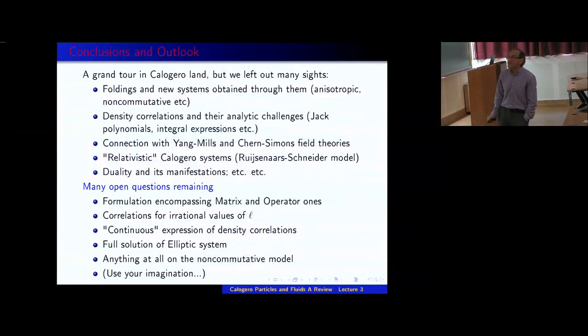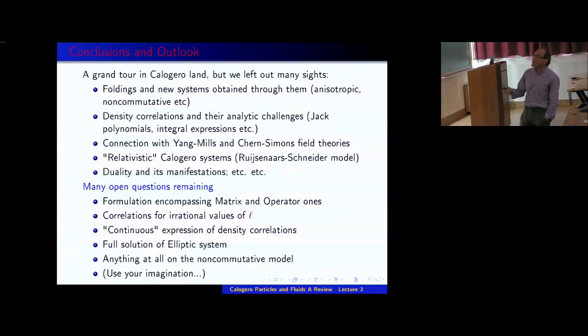Still, I want to stress that there are many open questions remaining, questions to which I, and I believe other people, don't know the answers. The first and foremost is what I already told you. We would like to have a more general formulation that encompasses both matrix and operator formulations. It's the superset of those formulations, so that we can do the tricks that I told you before. It seems to me that these 2 formulations individually are incomplete. It would be good to calculate density correlations for irrational values of L.